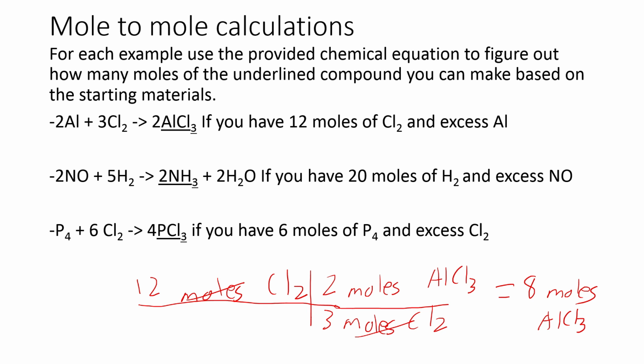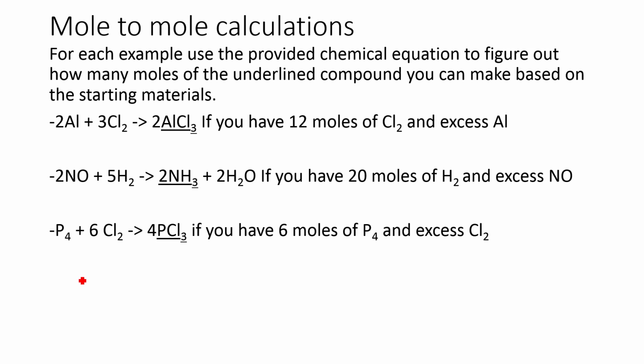Let's do another. Here, in the second problem, we have the question of if 2 NOs plus 5 H2s combines to form 2 NH3s plus 2 waters, what do you get if you have 20 moles of hydrogen at the start but excess NO? And it specifically underlines the NH3, so we don't have to worry about how many waters we make. So let's check this out.